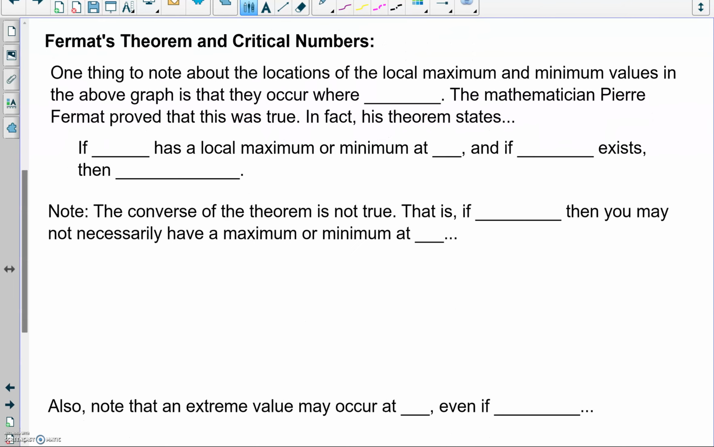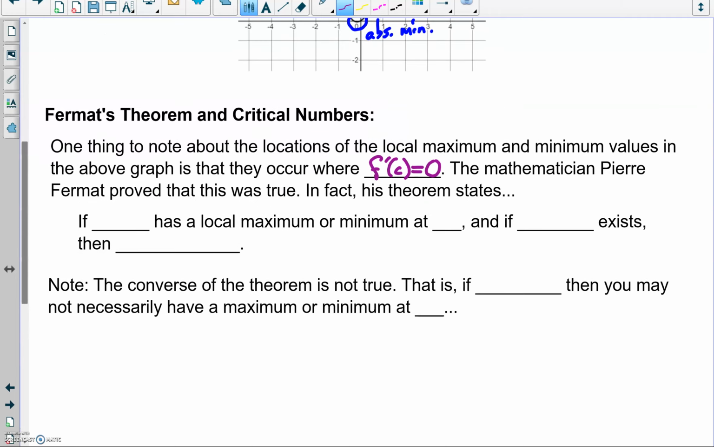Okay, so let's look at Fermat's theorem and critical numbers, because these are going to be crucial in getting the absolute max, absolute min, and even locations of locals moving forward. One thing to note about the locations of local maximum and minimum values in the above graph is that they occur where the derivative, f prime of c, is equal to 0 for some c value.